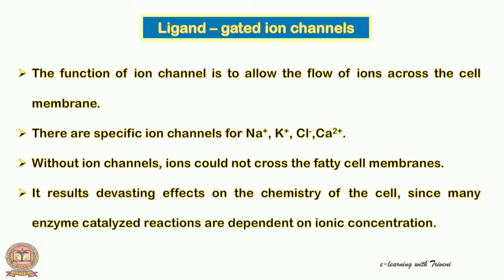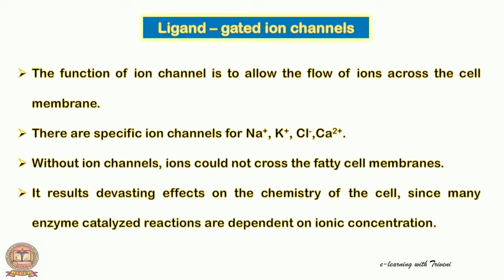The main function of an ion channel is to allow the flow of ions across the cell membrane. There are specific ion channels for sodium, potassium, calcium and chloride. Without ion channels, ions could not cross the fatty cell membranes. This would have devastating effects on the chemistry of the cell, since many enzyme catalyzed reactions are dependent on ionic concentration.